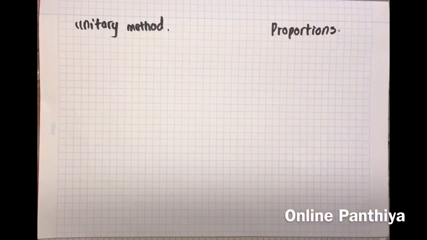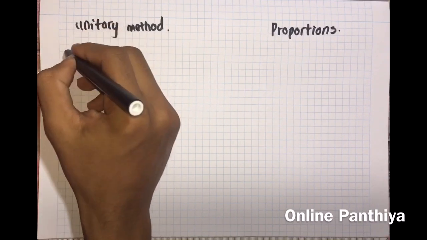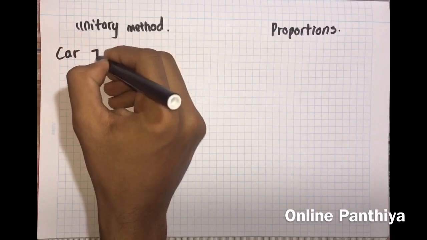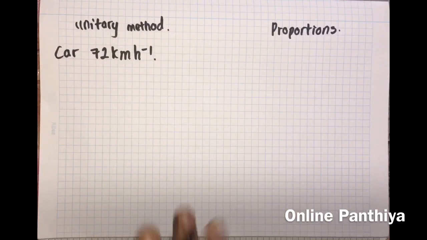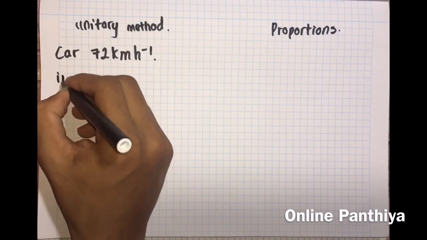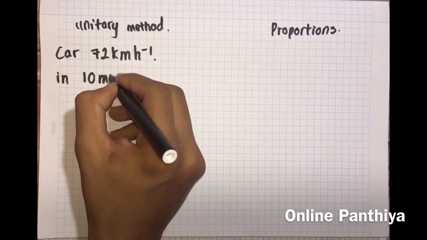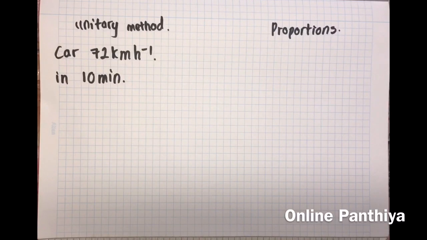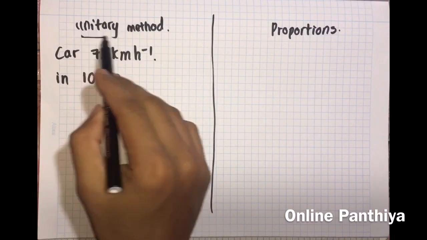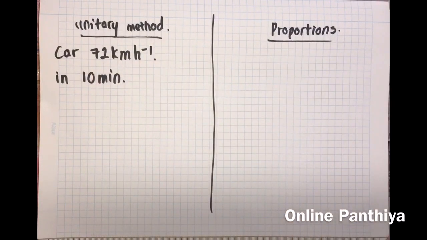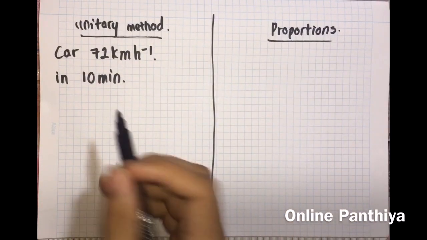Okay, the first example I give you is that, let's say a car travels 72 kilometers per hour. That means for 1 hour it travels 72 kilometers. You have to find the distance traveled in 10 minutes. Now this becomes a bit complex. Is it complex? No. First I'll solve it using unitary method. That is, what did I say? Unitary method means you find the value for 1 and then find the value for 10.